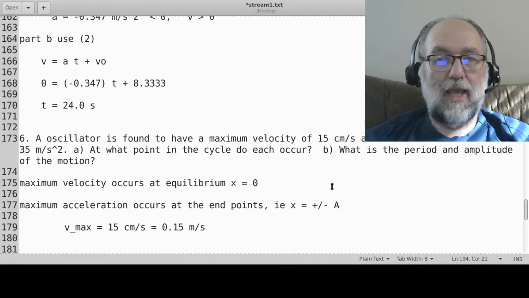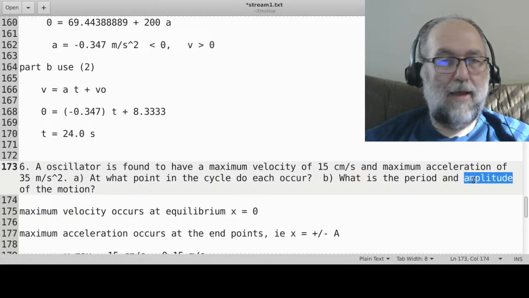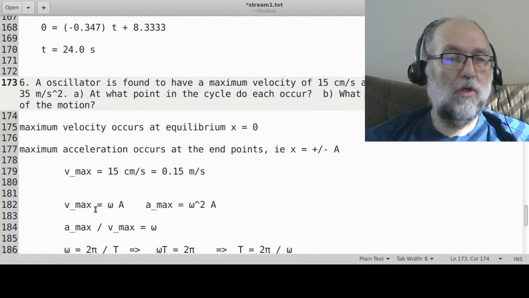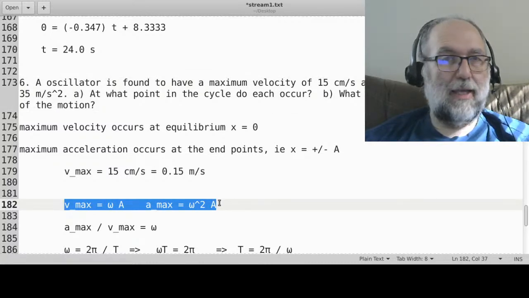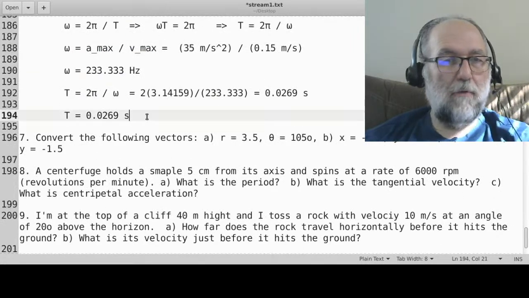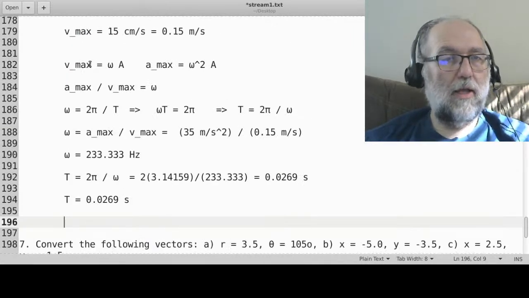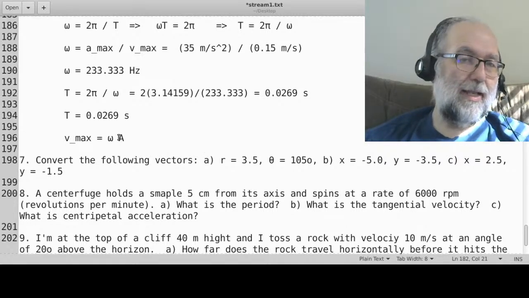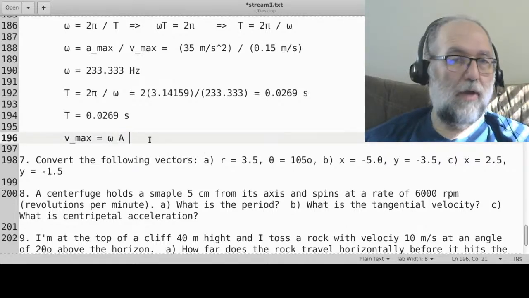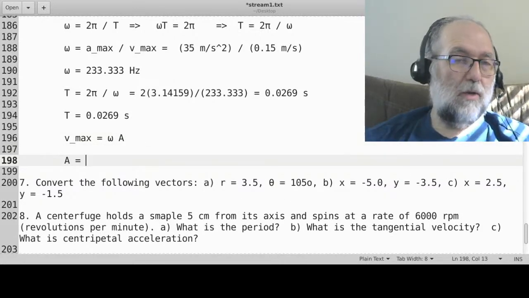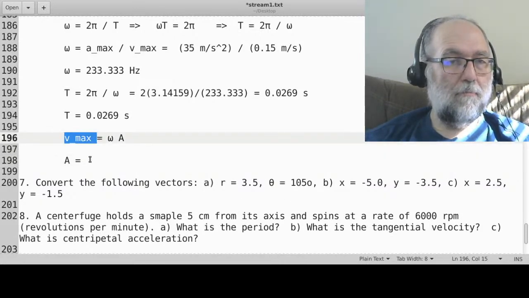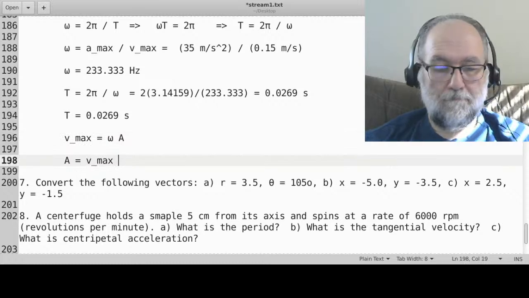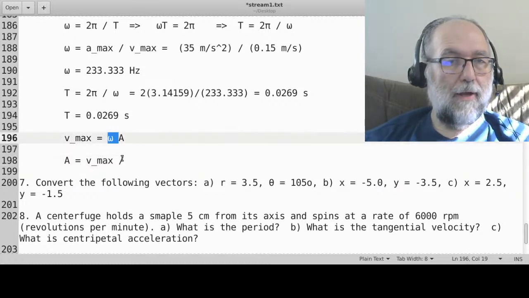And then I also asked for the amplitude. So what is the period and the amplitude of the motion? Now you could use any one of these formulas. There's a lot of them with amplitude. We might as well use this one right here to get capital A. That's your amplitude. Okay, and so capital A will just equal Vmax divided by omega, like that.